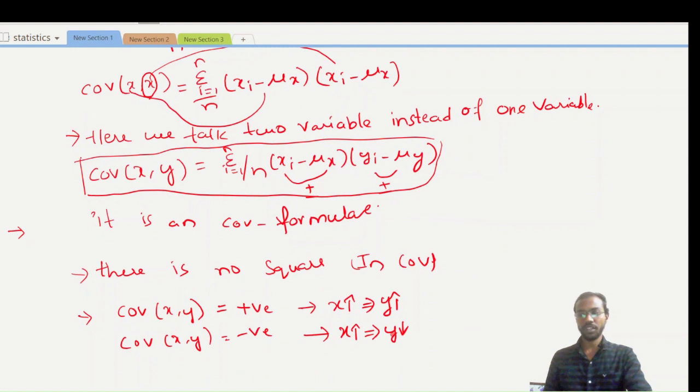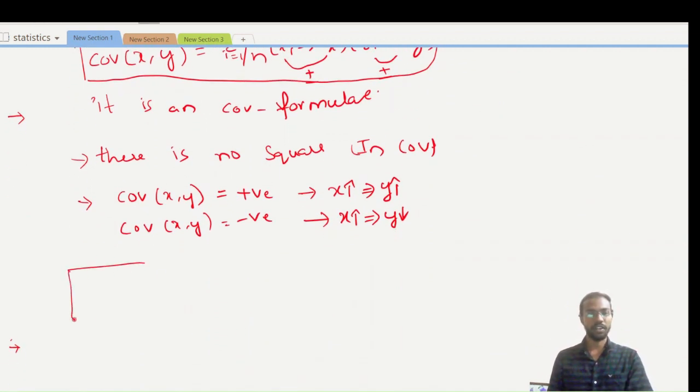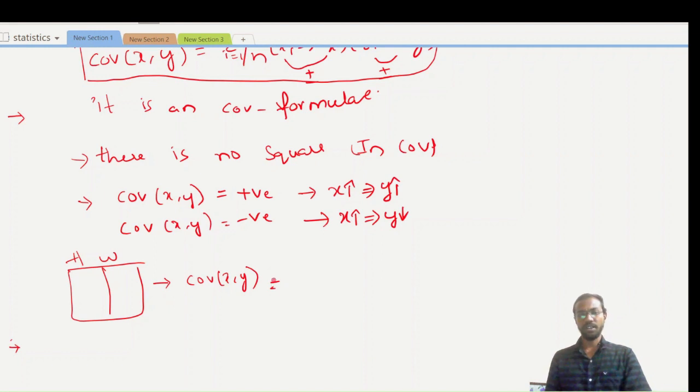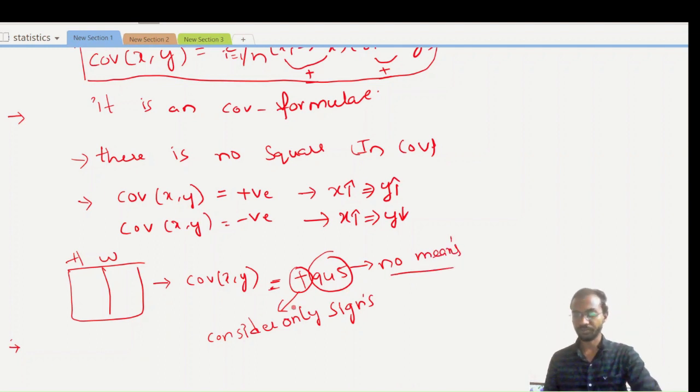Let's say I have a data set with height and weight. After computing covariance of x comma y using the formula, it will look like something, say 9.46 or 5.9. Covariance considers only signs and magnitudes; it won't consider these values, they have no meaning. This is a drawback of covariance.